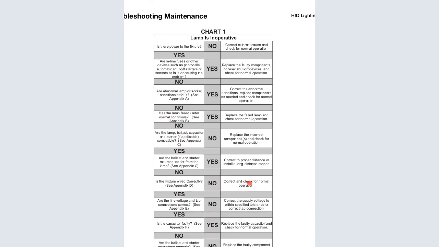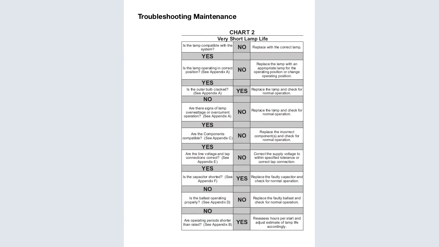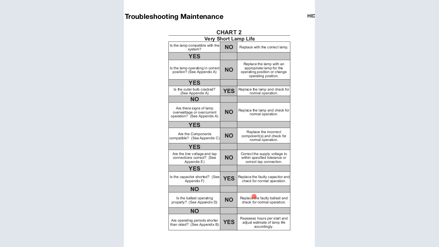So that is a flowchart of troubleshooting and maintenance of the HID lighting system. That is chart 2, for a very short life lamp. Now, is the lamp compatible with the system? If the answer is no, then replace it with the correct lamp.